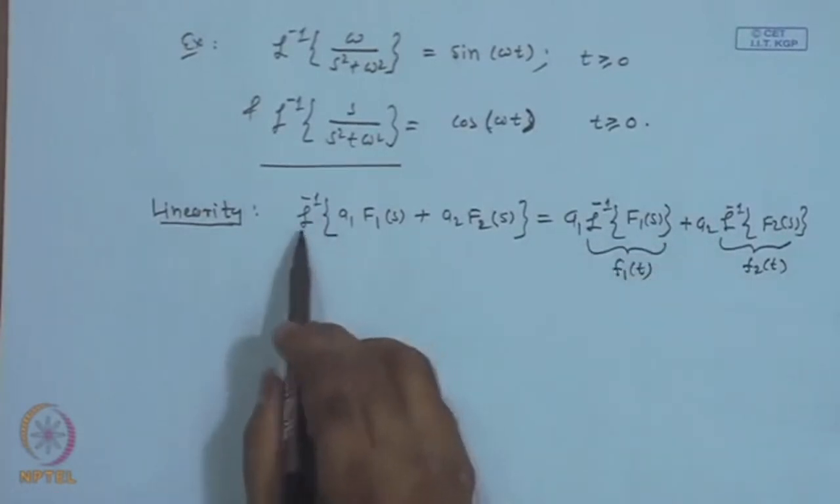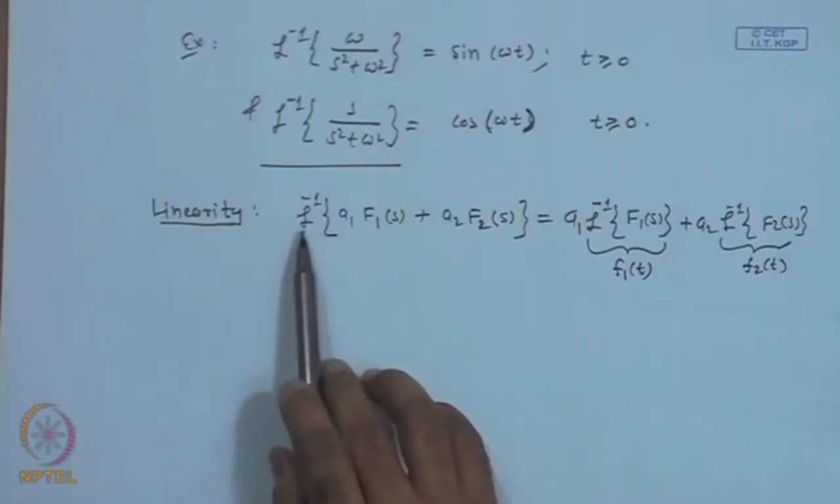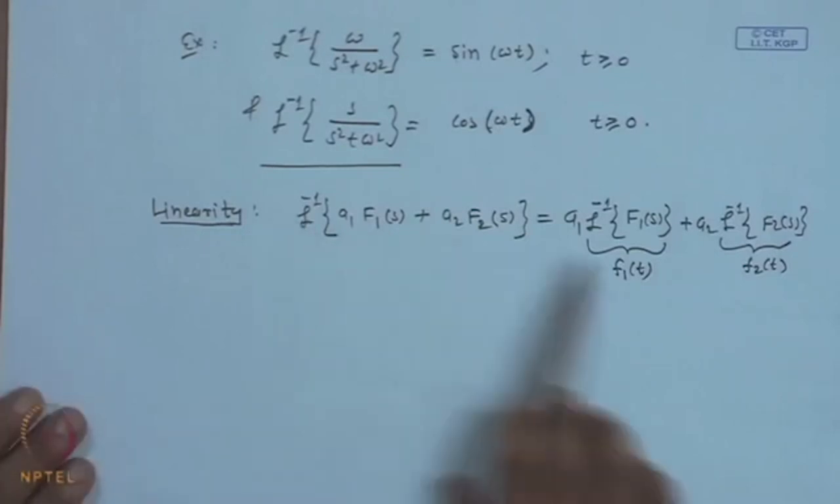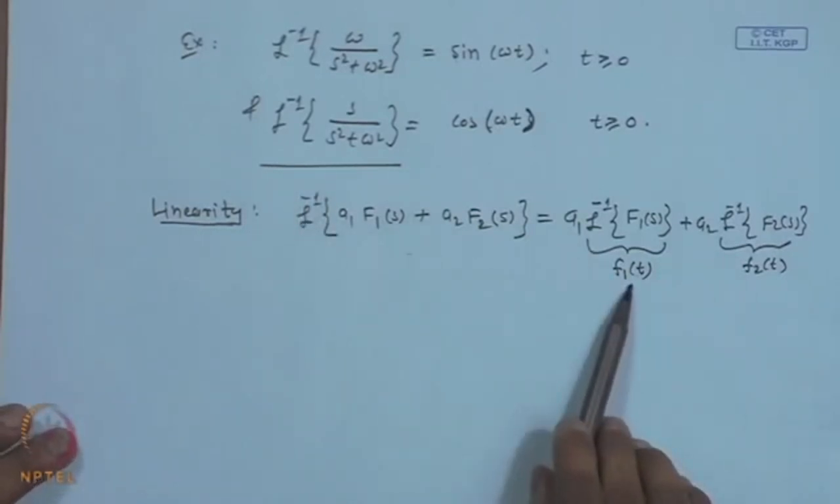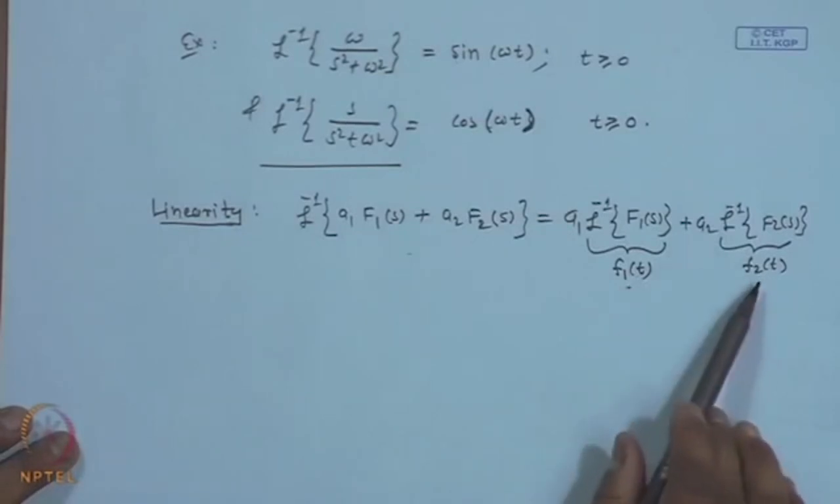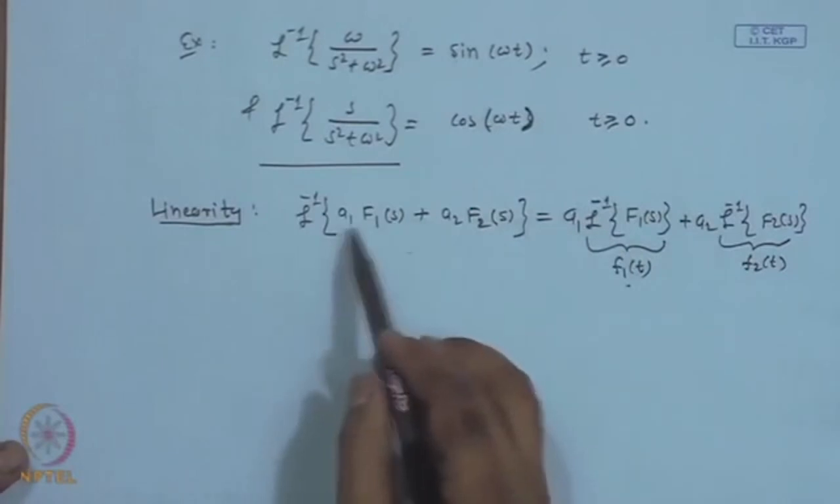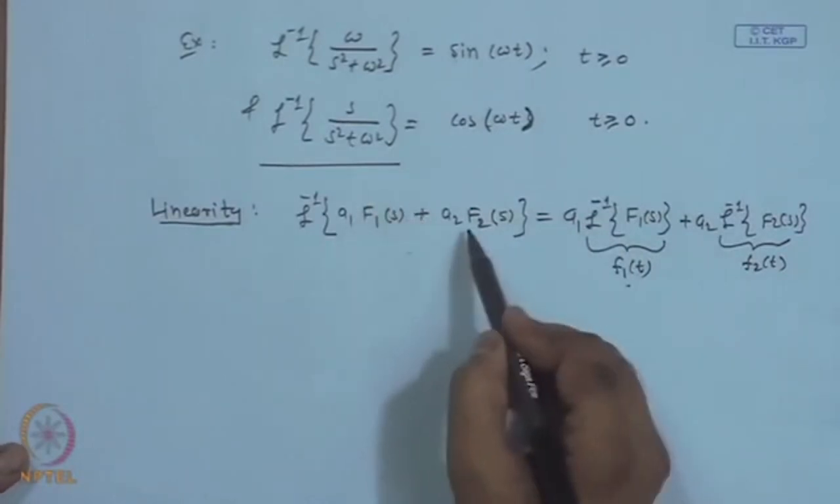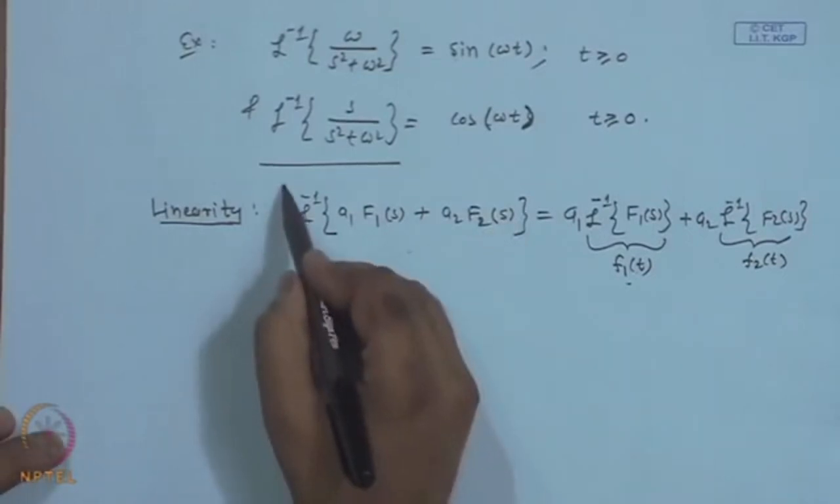So this is the same result that we had for the Laplace transform, because if we take this to the right side, this is the Laplace of a 1 f 1 t plus a 2 f 2 t, and that is just due to linearity. We have a 1 Laplace of f 1 plus a 2 Laplace of f 2 t. So it is the same result that we had for the Laplace transform.